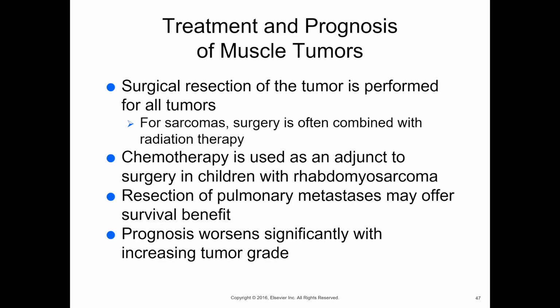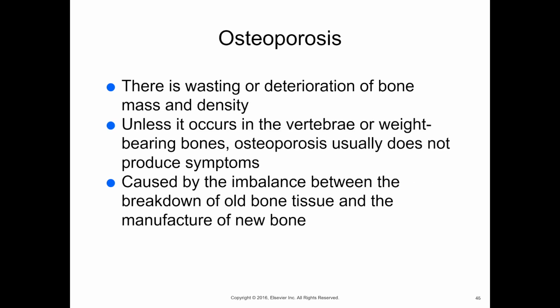Like with all tumors, the worse the tumor is graded, the worse the prognosis. Next, osteoporosis. So, osteoporosis is a condition related to deterioration of bone. It's conceptually similar to osteoarthritis, where we get an imbalance in the turnover of tissue. So in this case, we have an imbalance of osteoblasts and osteoclasts.